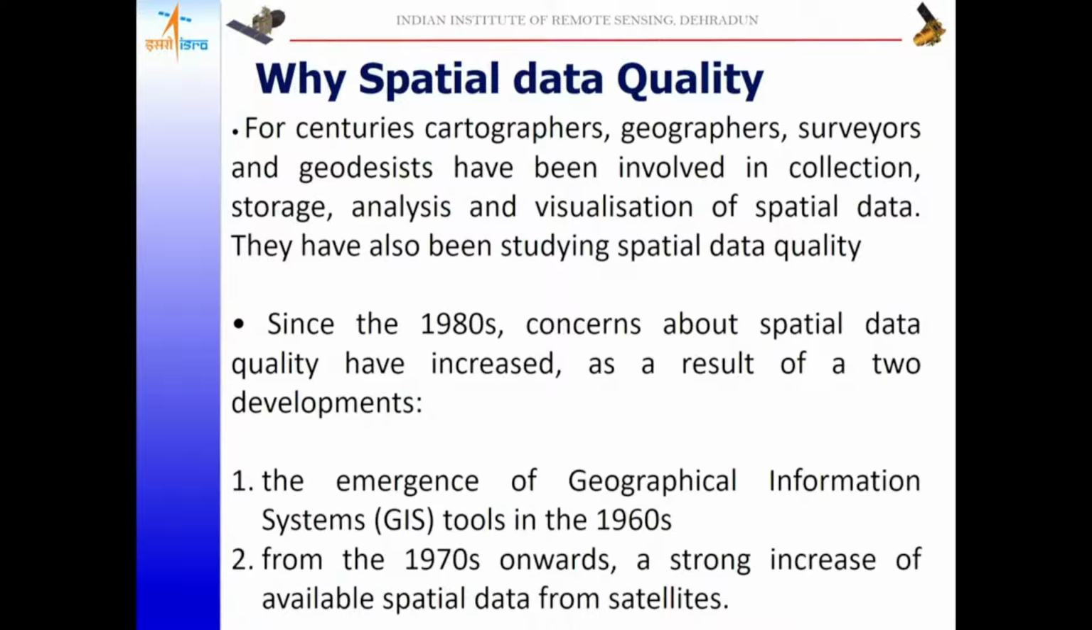Okay, and GIS emerged in 1960. With GIS, we are storing the data, analyzing data, and using it for visualization purposes. So spatial data quality is also a part of GIS, and we have to study it.